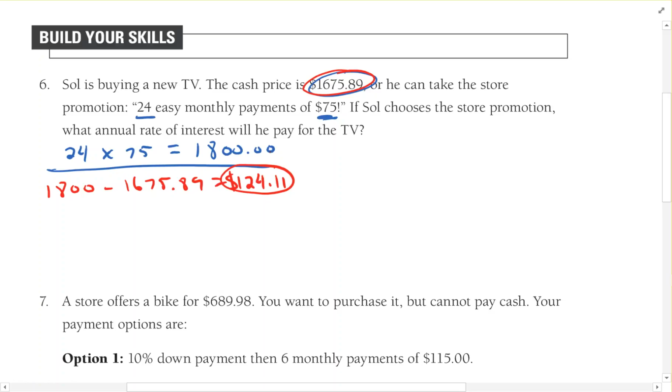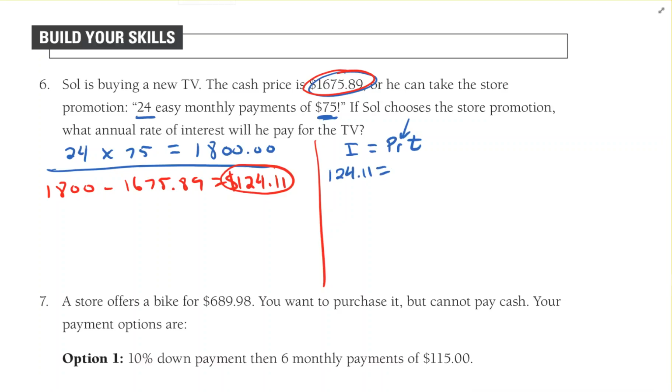So now that I know that, we can just relate that to our formula. So our formula is I is equal to PRT. And we are looking for R. What's the annual interest rate? So we can just start to fill in things as we know it. So we know that the interest here is going to be $124.11. We know that the TV is actually worth this much, so that's going to be what our principal would be there.